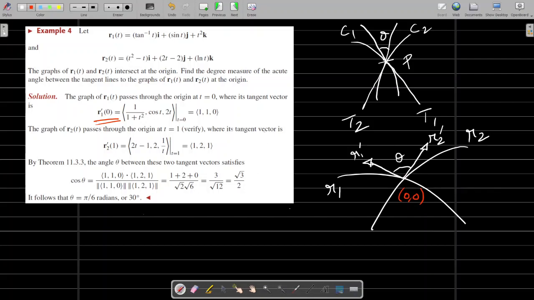So r1 dash: you find the derivative of these three components. Tan inverse t derivative is 1 by 1 plus t square. Sin t derivative is cos t. T square derivative is 2t. At the point t equal to 0, 1 by 1 plus 0 is equal to 1, and cos 0 is equal to 1. 2 times 0 equal to 0. So r1 dash at 0 is 1, 1, 0.